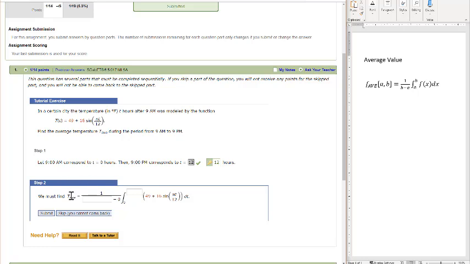Okay, now we use the formula for the average value of a function. That's 1 over b minus a, and then we integrate from a to b of the function. So we found the number 12, so that's b, and then a is equal to 0. So it's 1 over 12 minus 0. We integrate from 0 to 12 of this function.